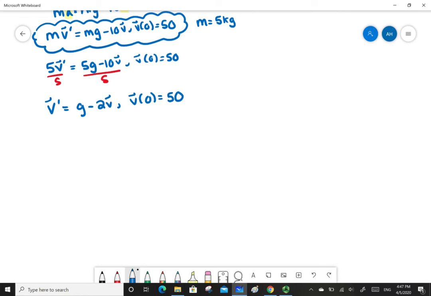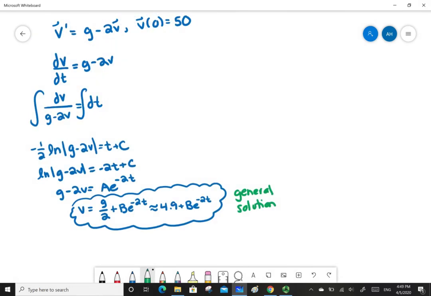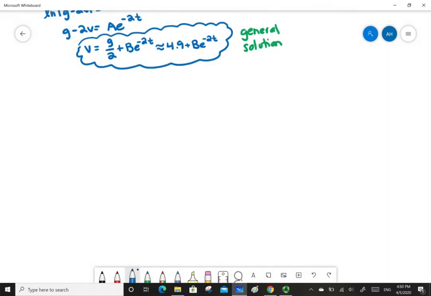I encourage you to pause the video, try solving the equation on your own, and then press play to check with my answer. The general solution is v equals g over 2 plus b e to the negative 2t, or approximately 4.9 plus b e to the negative 2t. Now we can apply the initial condition.